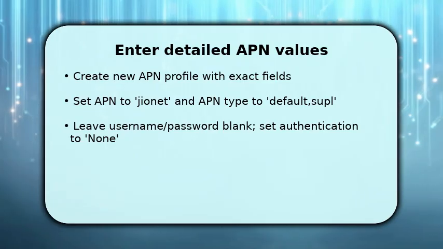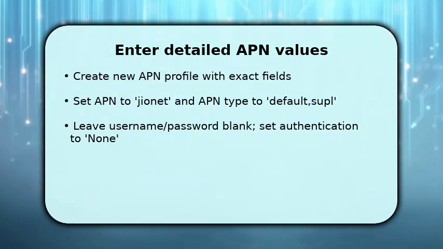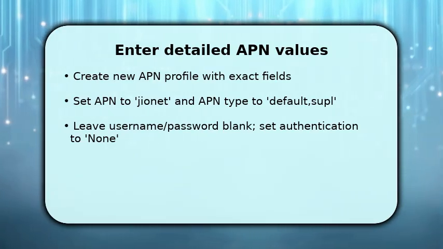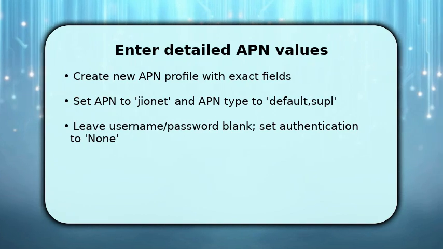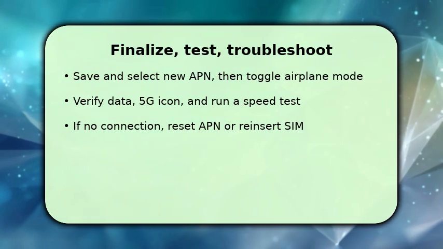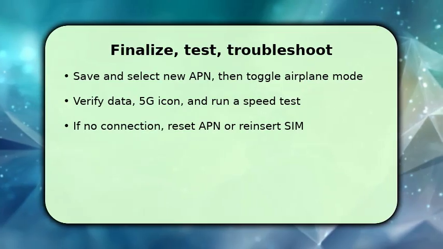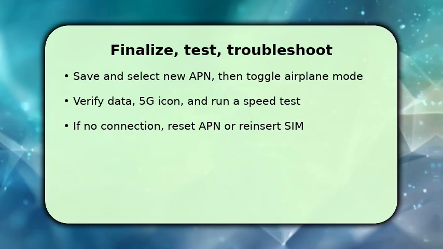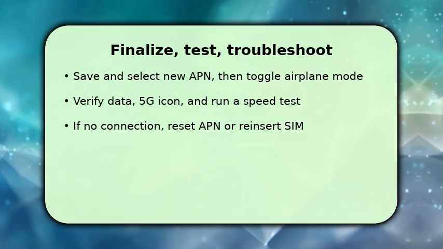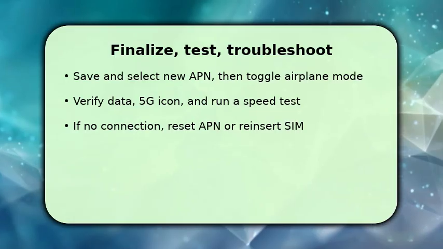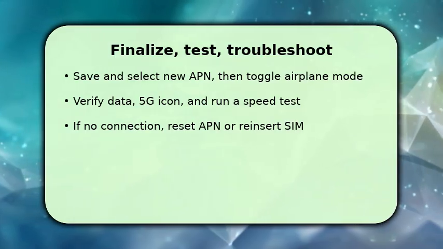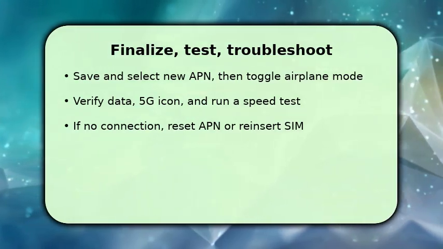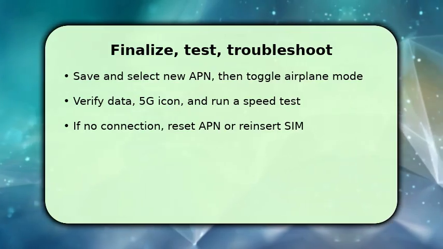Once saved, select this. After selecting the new APN, toggle airplane mode off and on to re-register to the network. This forces the phone to fetch updated provisioning. Then verify you see mobile data and a 5G or 5G Plus icon and run a quick speed test to confirm performance. If you don't connect, make sure preferred network is 5G/NR. Reset APN to defaults or power cycle and reinsert the SIM.